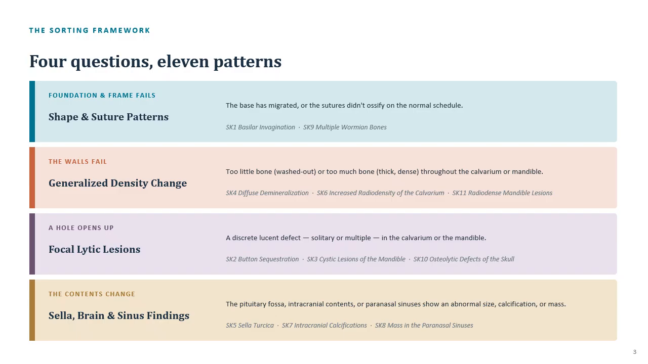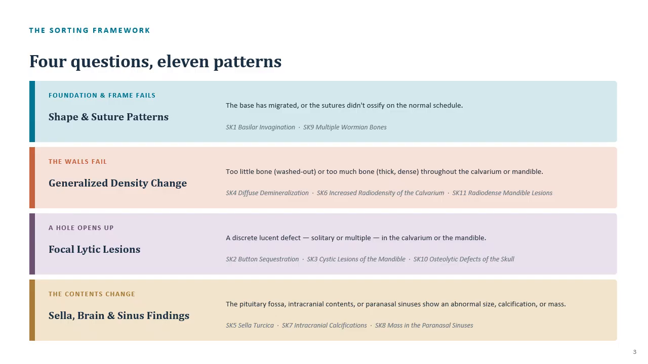The last category or question is, is there something abnormal inside of the skull? So here, the skull itself might not be the main problem. We might notice changes in the sella turcica area. We might notice changes in the paranasal sinuses. There might be some abnormal intracranial calcification.